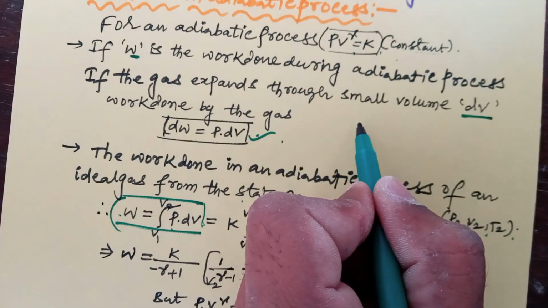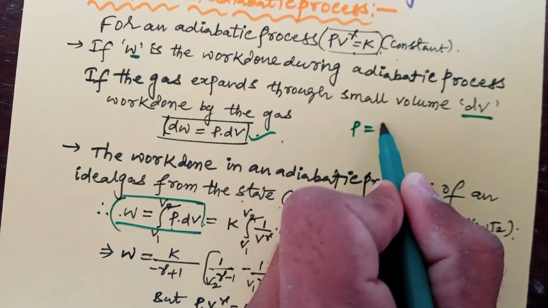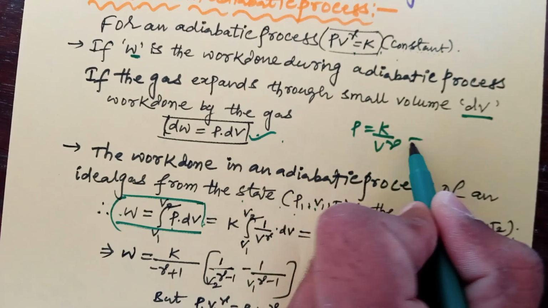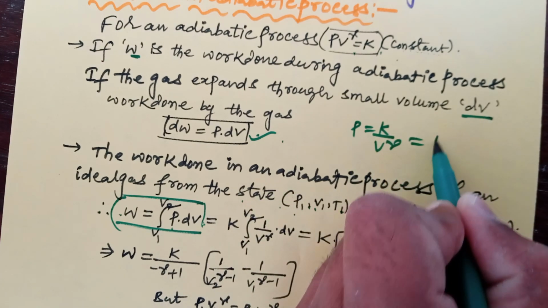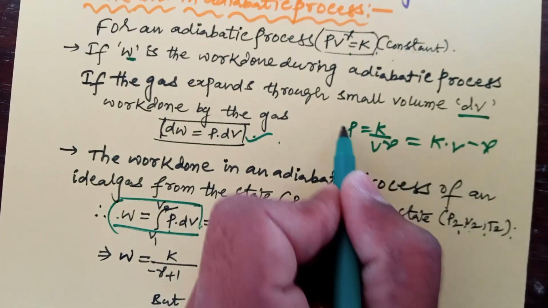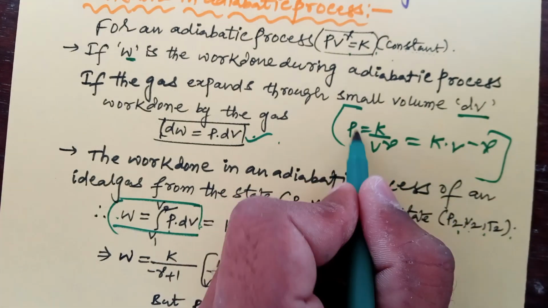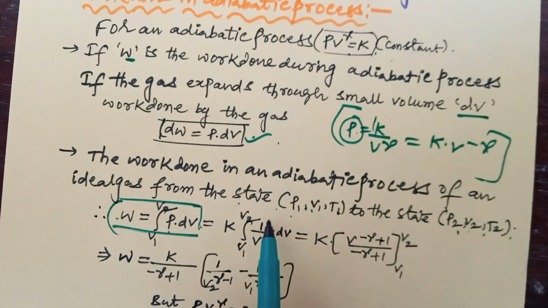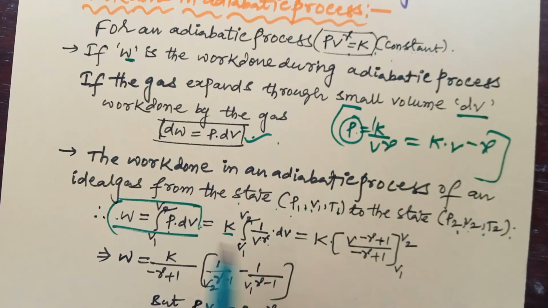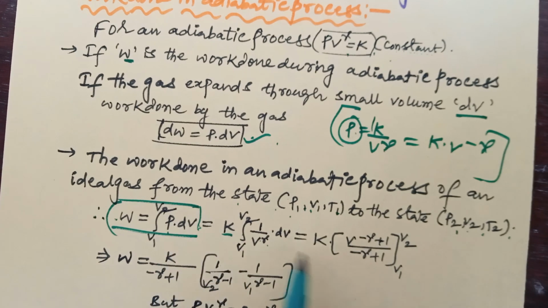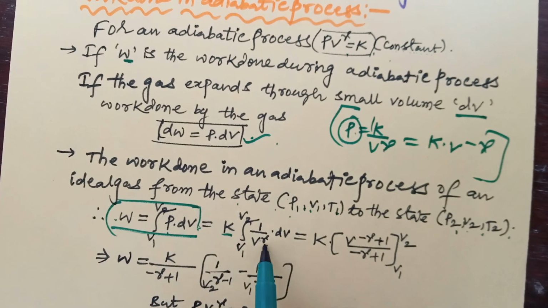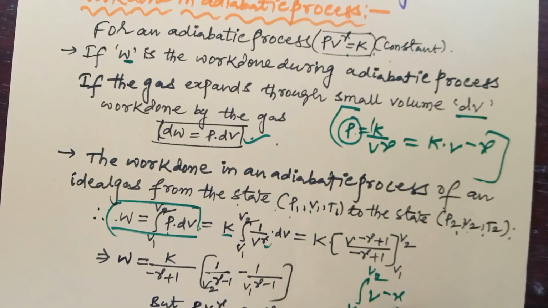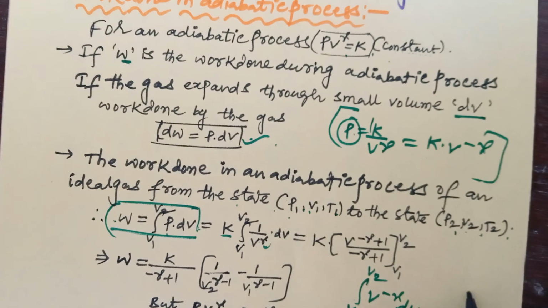From PV^gamma = K, P = K / V^gamma, that is, K times V^(-gamma). So we substitute this value in place of P. K is a constant, so we take it outside the integral. Then we have K times the integral of V^(-gamma) dV from V1 to V2.